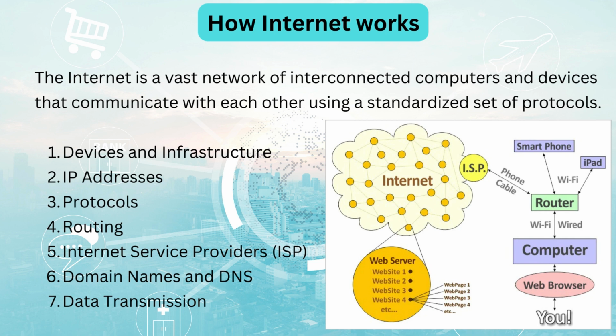Here's a simplified overview of how it works. We have these components, let's say devices and infrastructure. The internet is made up of millions and billions of interconnected devices, including computers, servers, routers, switches, mobile devices, and many more. These devices are connected via various means such as copper wires, fiber optic cables, satellites, and wireless connections.